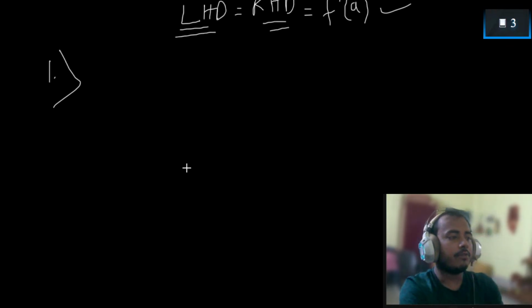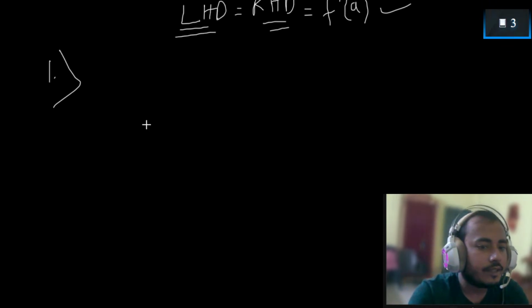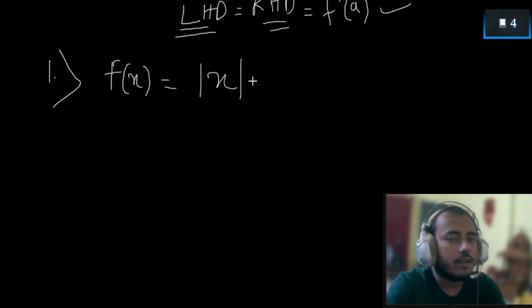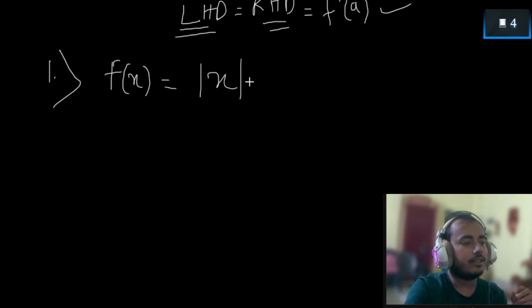So if you have any doubts about differentiability, please ask in the chat. First of all, let's say we have a function f of x equals mod x. This is an example I want to show because this is the standard example that you will be given when doing differentiability sums, and a lot of problems will revolve around the application of this particular example.